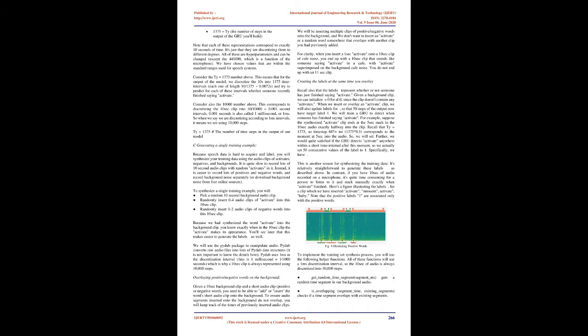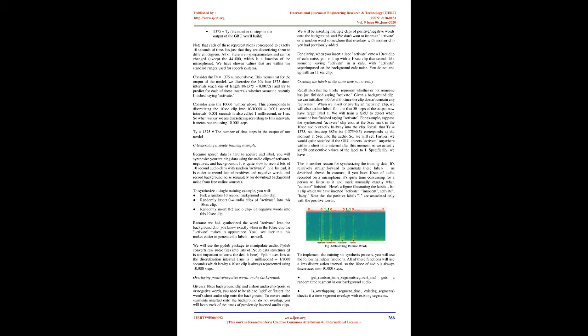We will use the pydub package to manipulate audio. Pydub converts raw audio files into lists of pydub data structures. It is not important to know the details here. Pydub uses 1 millisecond as the discretization interval. 1 millisecond equals 1/1000 seconds, which is why a 10 second clip is always represented using 10,000 steps. Overlaying positive/negative words on the background. Given a 10 second background clip and a short audio clip, positive or negative word, you need to be able to add or insert the word's short audio clip onto the background.